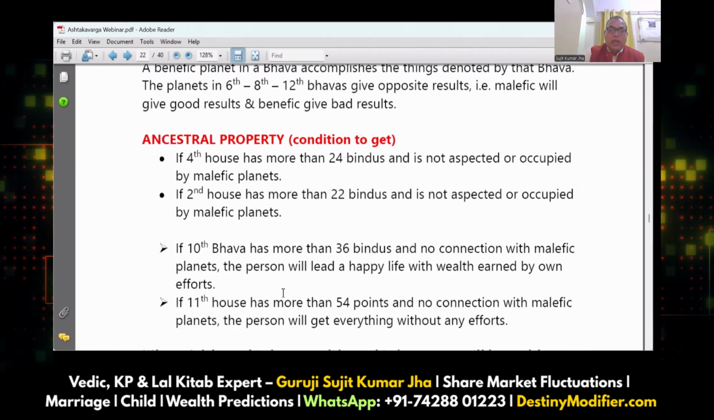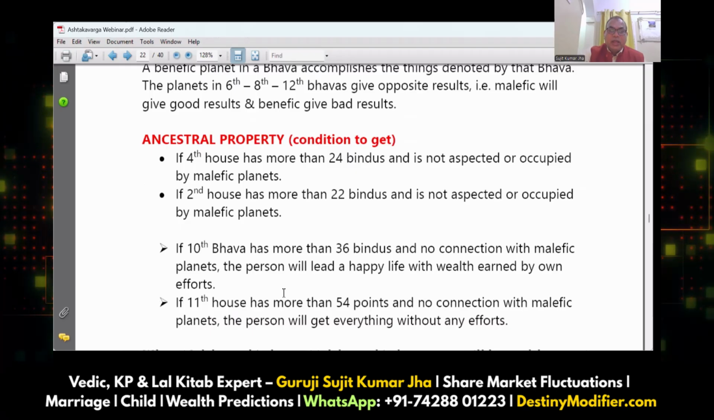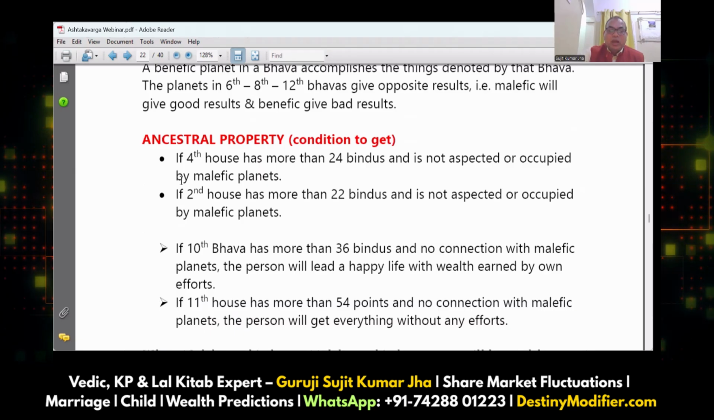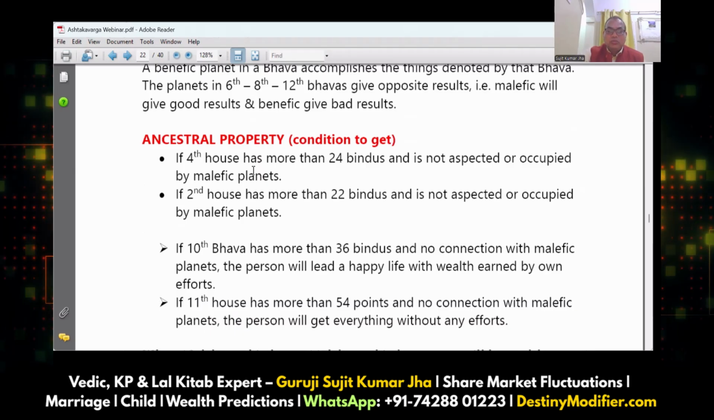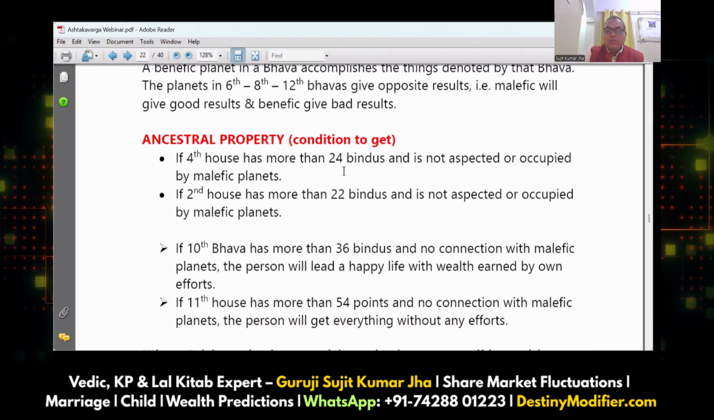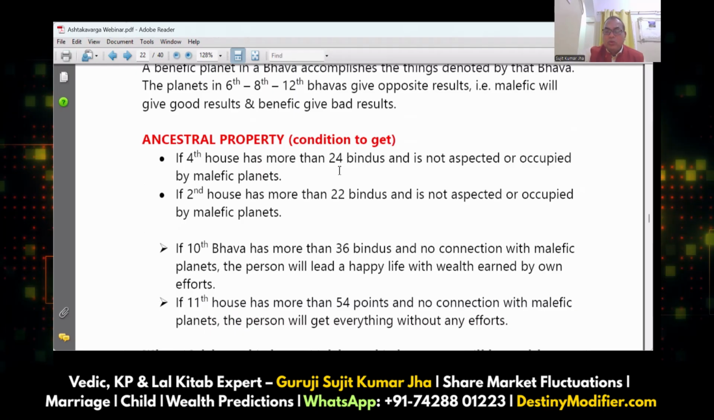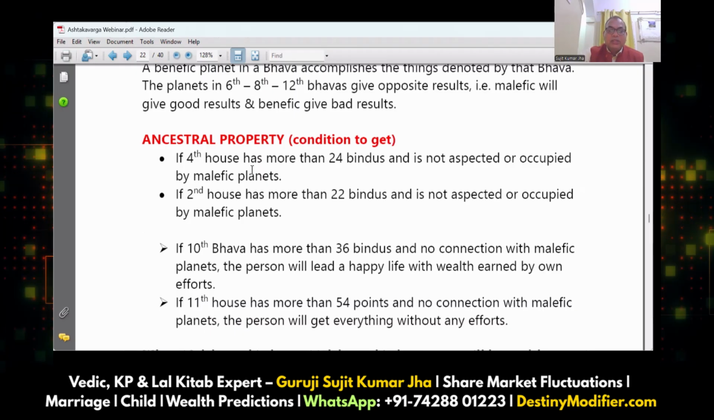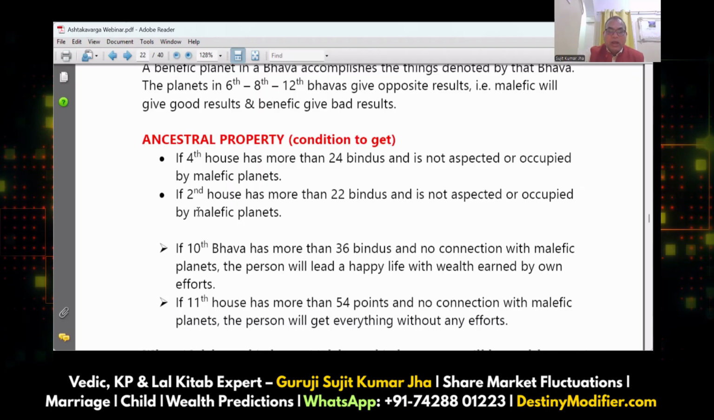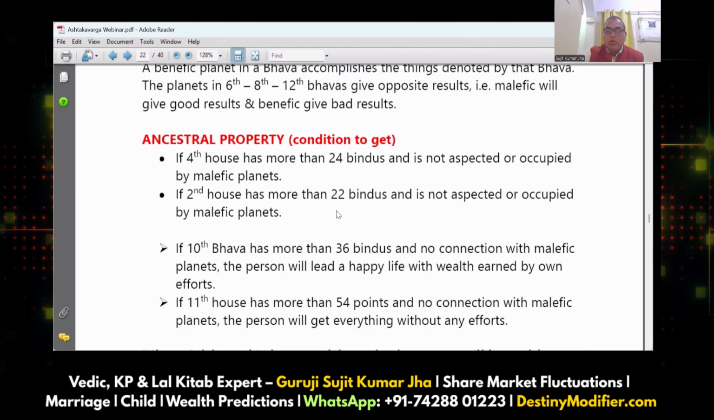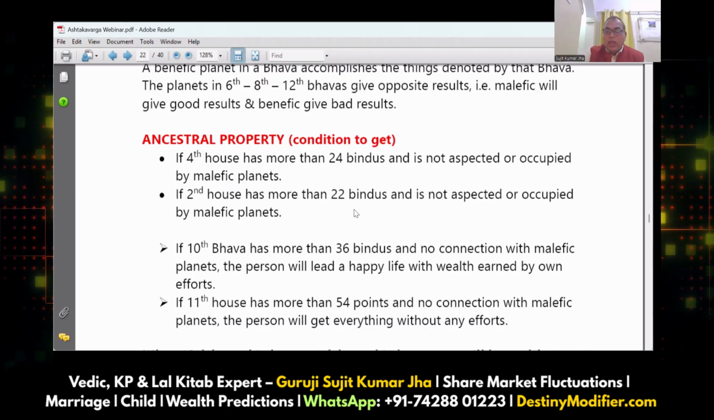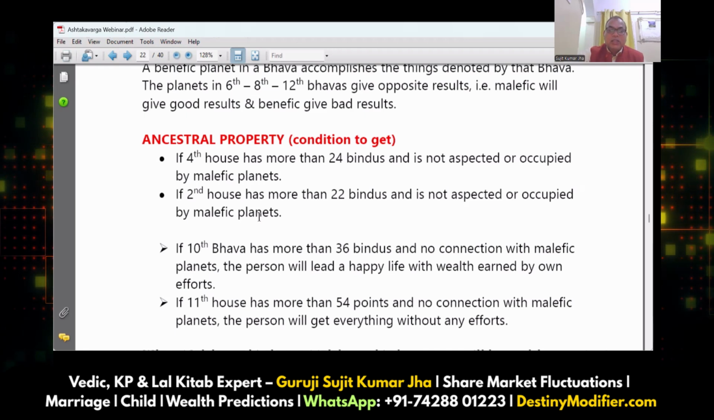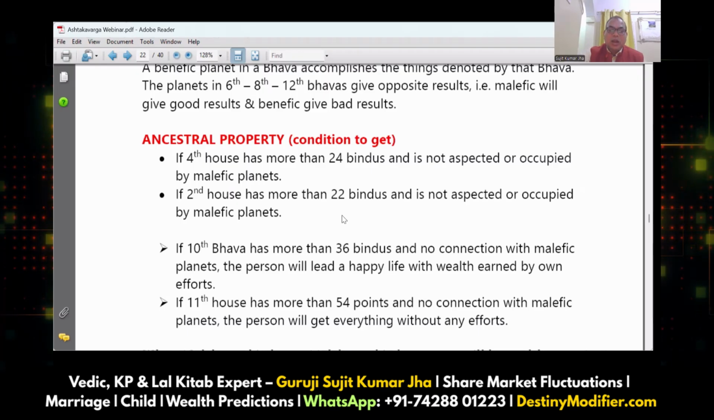Now suppose a person asks whether he will get ancestral property or not. How to give the answer? We have to check the fourth house. If the fourth house has more than 24 bindu and is not occupied or aspected by malefic, then we can say you will get it. Another condition, check the second house: if more than 22 points and not occupied or aspected by malefic. If this condition is satisfied, the native will get the ancestral property.